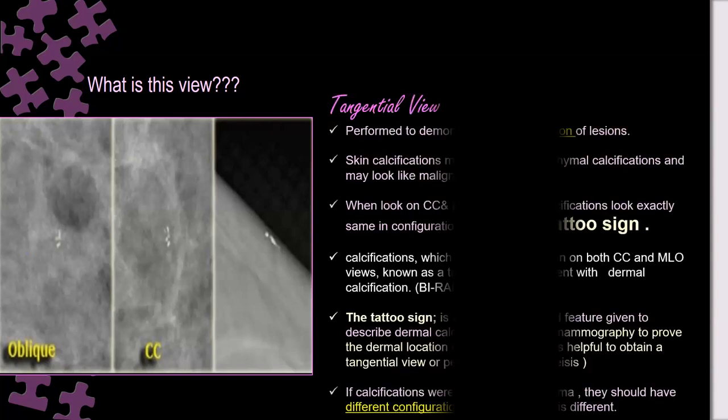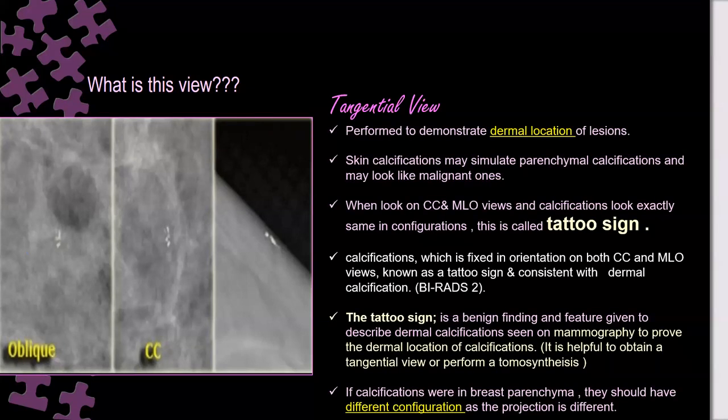If it is a parenchymal lesion, it will be mobile. It will move. It will change the direction. Expect it to change the directions, and it will have different configurations. This is a tattoo sign. The calcification orientation is fixed because it is in the skin. And when you find the tattoo signs, it is bilateral, it is skin. But to make sure it is really skin, they can do the tangential view.